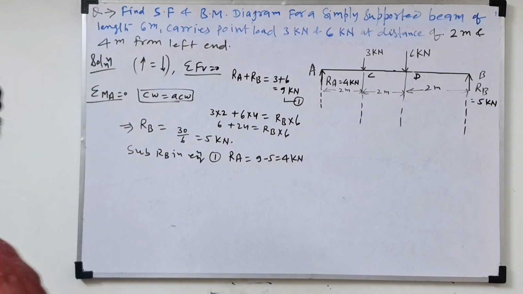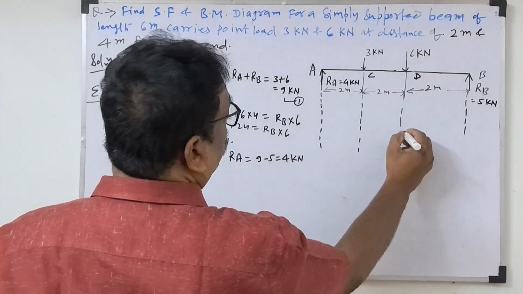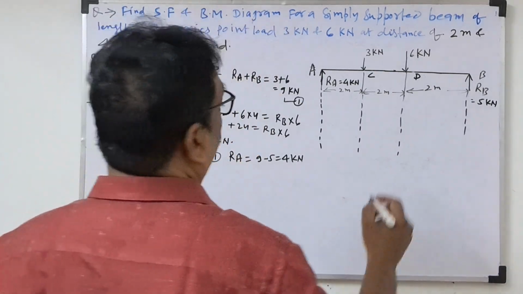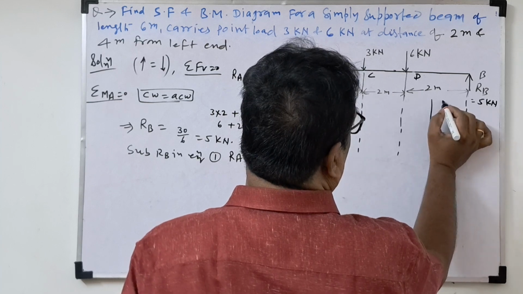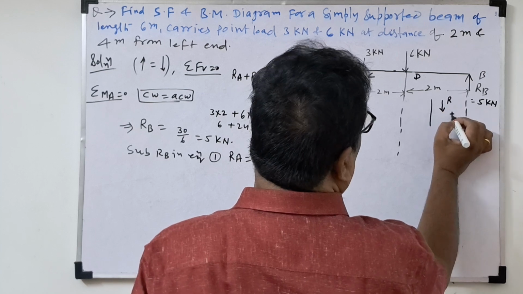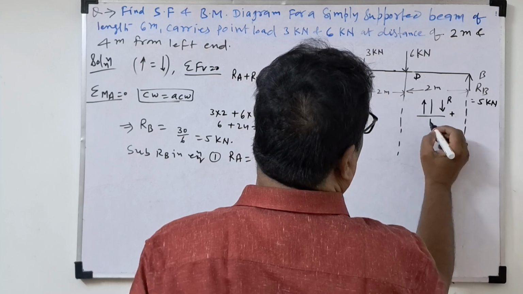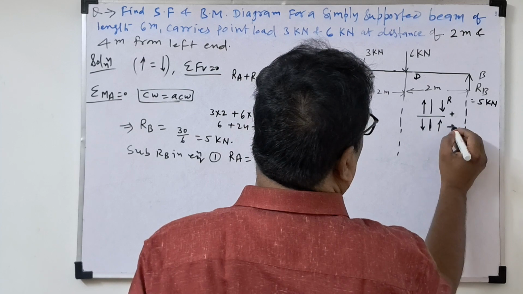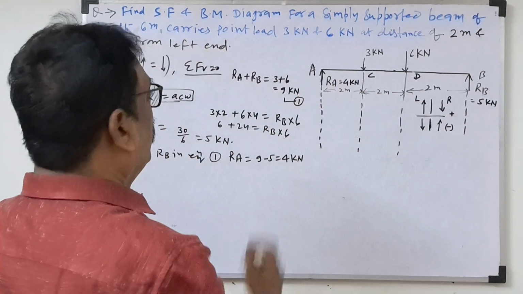Now we'll find the shear force diagram. First we do the shear force calculations, then we draw the shear force diagram. Before this, we have to fix the sign convention. I already wrote the sign convention before. This is the section. If the right side, downward force is positive, upward force is negative. If we take the left side, downward force is negative, upward force is positive. This is the sign convention. This is the left side, so we are taking from the left side.